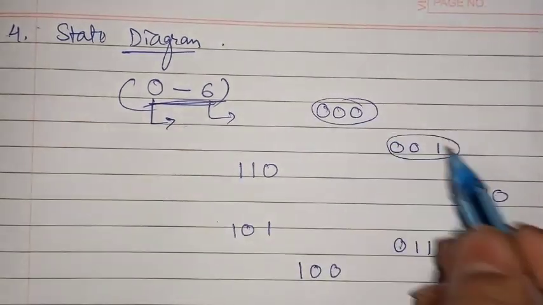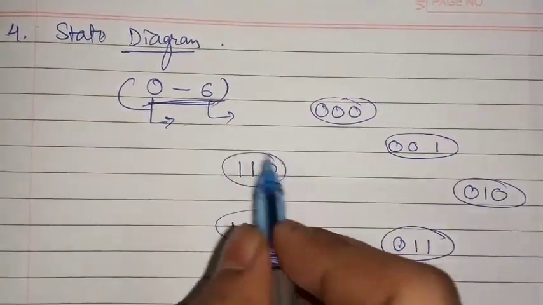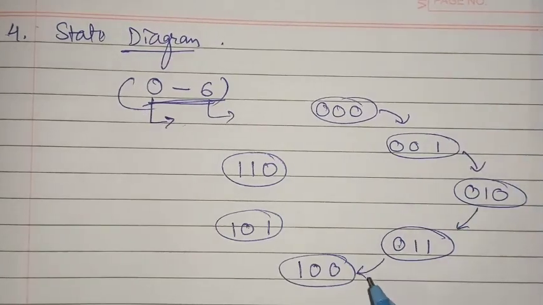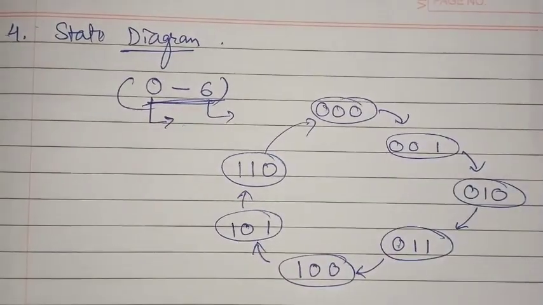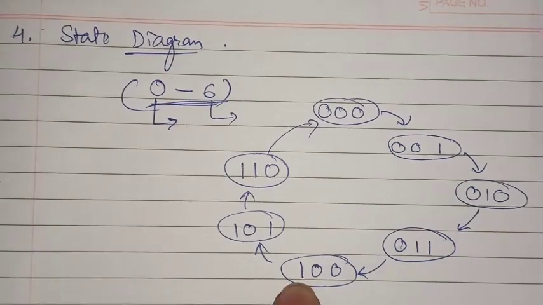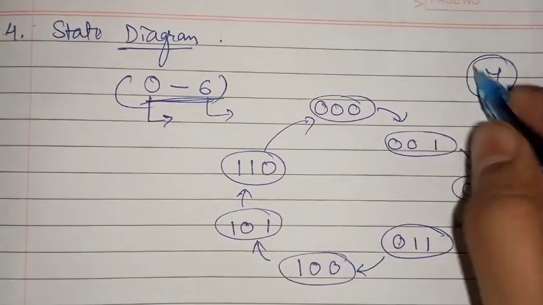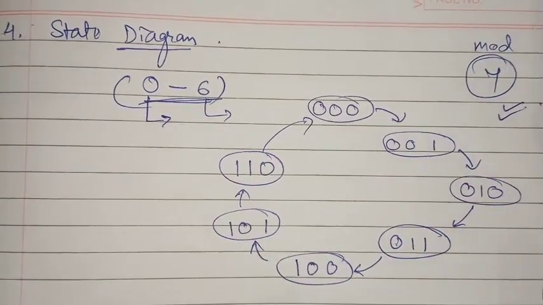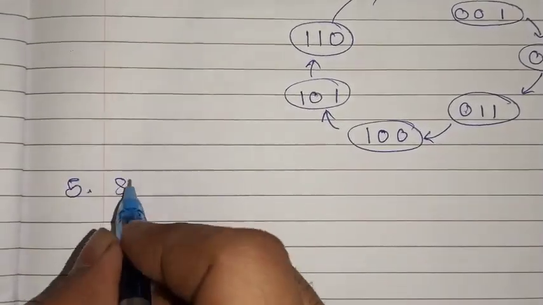So 0 0 0, 0 0 1, 0 1 0, 0 1 1, 1 0 0, 1 0 1, 1 1 0. Our counter should work in this manner. It should display 0 first, then 1, then 2, then 3, then 4, then 5, then 6. So these are all 7 states, because we are building a Mod-7 counter. Now our next step is to make a state table using this state diagram.